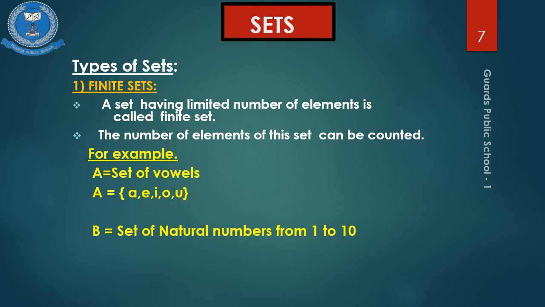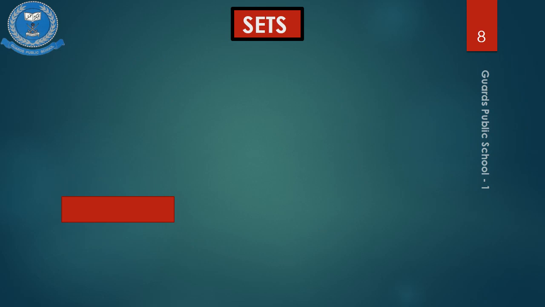We can write like this: capital B, that is your notation, is equal to curly bracket open 1, 2, 3, 4, 5, 6, 7, 8, 9, 10, curly bracket close. We can count the elements. There are 10 elements, so this set is a finite set. Like this, planets in the solar system and colors of the rainbow can also be finite sets because they can be counted. The second type is infinite set.